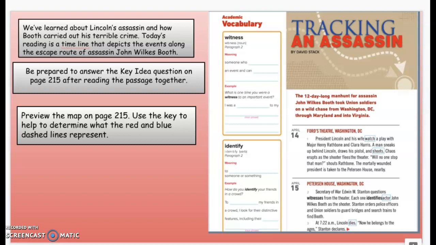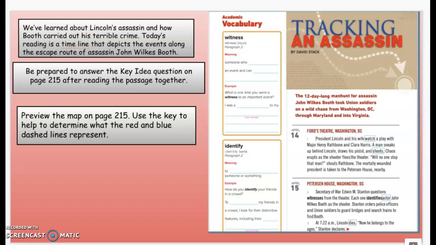Okay, all right. So let's get your book and I will start reading page 214. Tracking an assassin. The 12-day-long manhunt for assassin John Wilkes Booth took Union soldiers on a wild chase from Washington, D.C. through Maryland and into Virginia. April 14th, Ford's Theater, Washington, D.C. And if you notice on the map, they're going to circle that picture next to the caption Ford's Theater so we know where it starts.